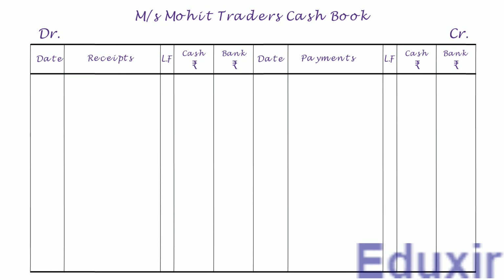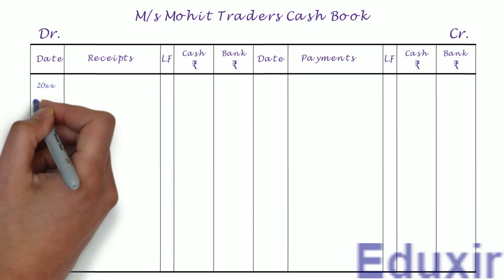Note that when we compare this with the ledger account format, on the debit side we have receipts in place of particulars, and on the credit side we have payments in place of particulars. Also, it has two amount columns, one for cash and one for bank. Now on the debit side, let's first write the year.